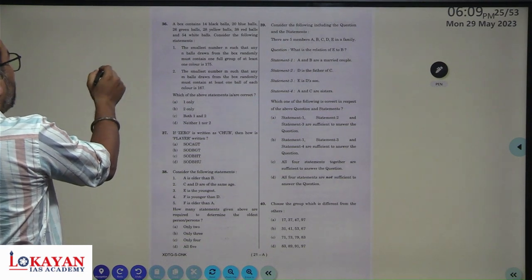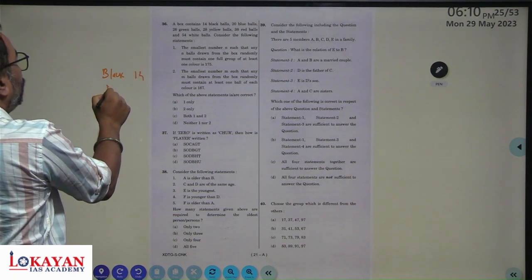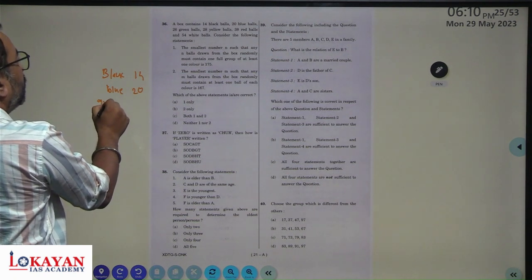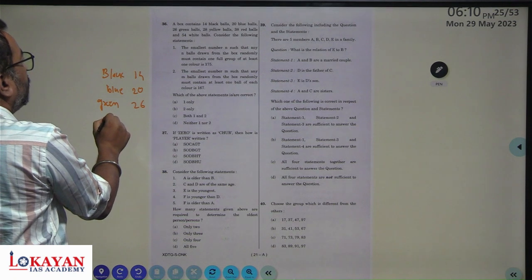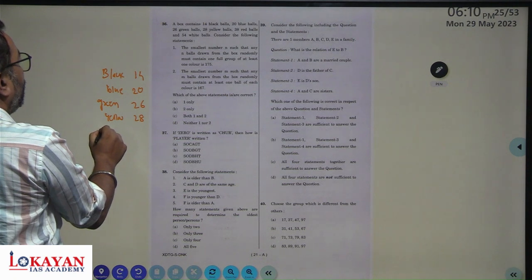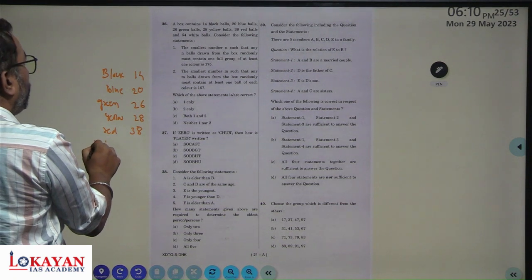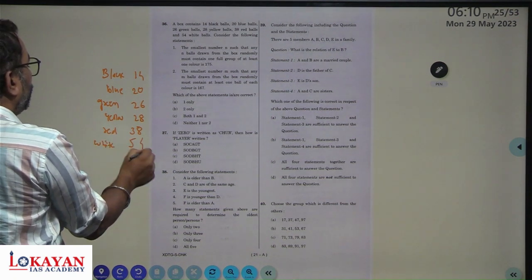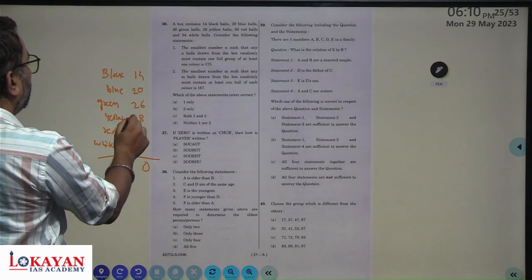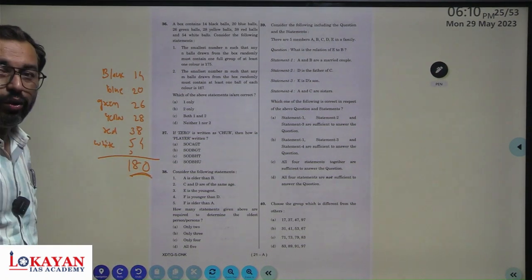See, how many black are there? 14. Blue 20, green 26, yellow 28, 38 are red, and white are 54. So in total, how many balls are there? 180. In total, 180 balls are there, right?